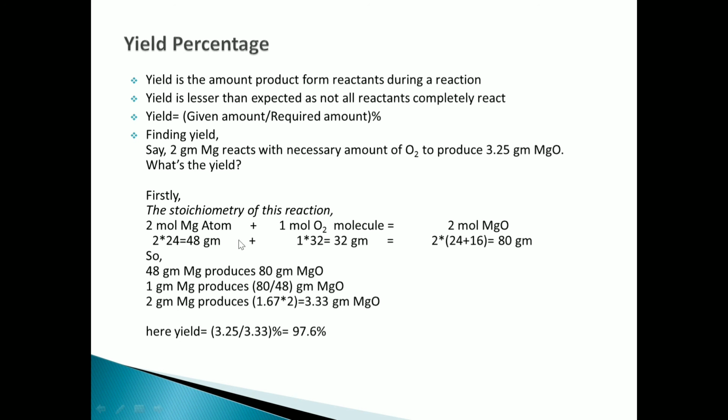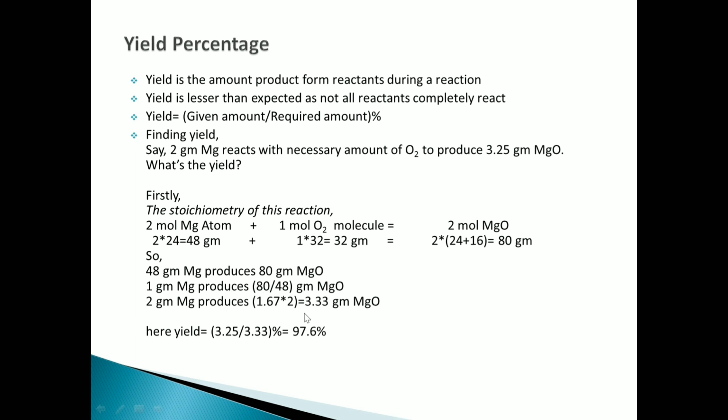First, we need to find out the stoichiometry of this reaction. Here 2 mole of magnesium atom reacts with 1 mole of oxygen molecule, as we know from the previous examples, and results in 2 mole of magnesium oxide molecule. So we can also use the unitary method in this mathematical calculation as well. So 48 gram of magnesium produces 80 gram of magnesium oxide. Therefore 1 gram produces this much and 2 gram produces 3.33 gram.